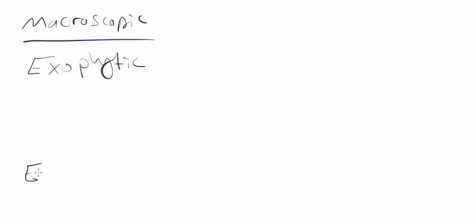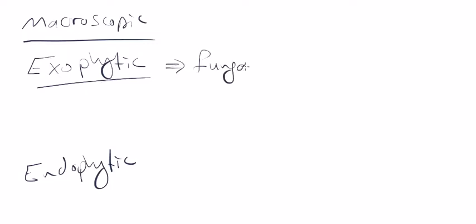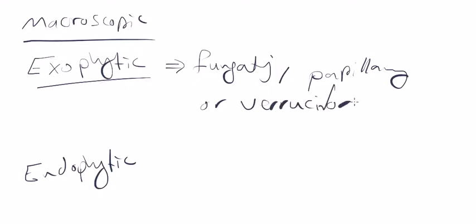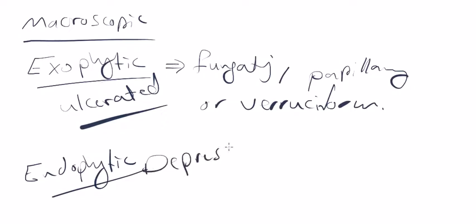Microscopically, the cancer will have either exophytic or endophytic growth. The exophytic growth may have fungating or papillary or verruciform growth. This kind is usually ulcerated, while the endophytic one may be depressed lesions or indurated, and the edge of the ulcer, the edge of the cancer, will be rolled out, a rolled border.